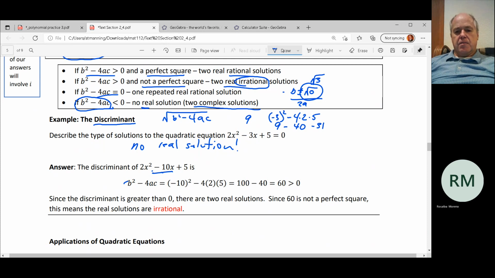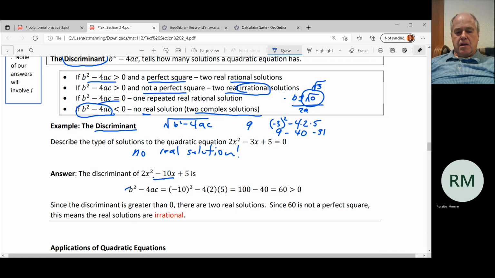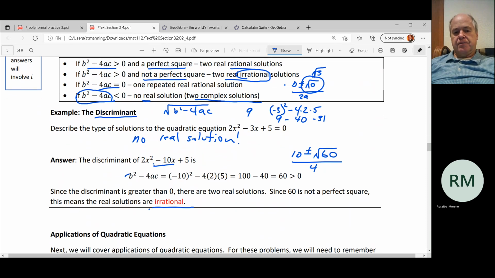I have basically then the quadratic formula. x is equal to negative b, 10, plus or minus the square root of 60, that's b squared minus 4ac, all over 2a, or 2 times 2, 4. I know those are the two solutions, but since I have a radical in there and it's not a perfect square, I know that it's irrational. There's going to be a square root of some number in there.